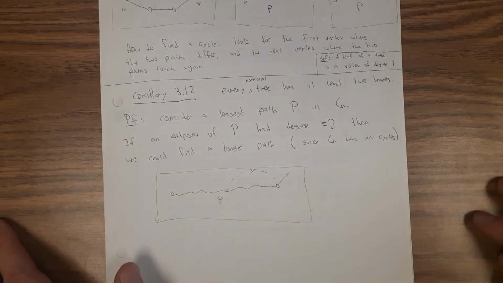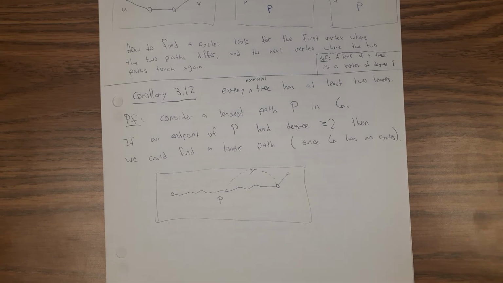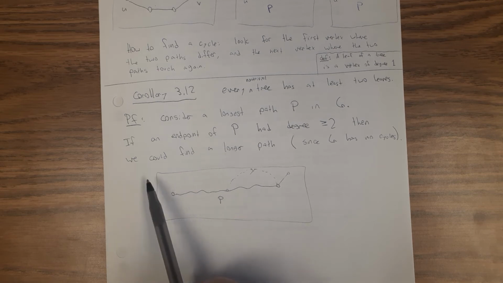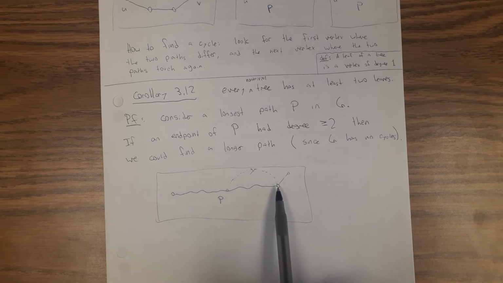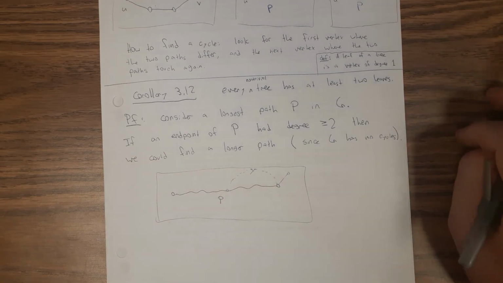If an endpoint of P had degree at least 2, then we can find a longer path. So in other words, this endpoint has degree only 1, and so that's a leaf. And also the same goes for this endpoint as well. If this one had another neighbor, then we could find a longer path. So this is also a leaf. So this end is a leaf, and this end is a leaf, and so we found 2 leaves.